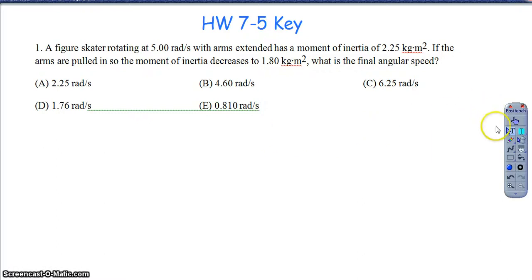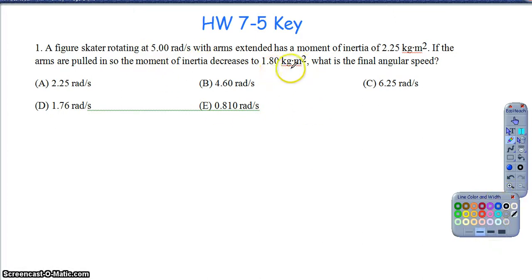Okay, so for the first part of homework 7-5 here, we'll start with question 1, and hopefully question 1's not too bad to get through, but it's definitely a conservation of momentum problem, right? So we've got a figure skater with the initial velocity, initial moment of inertia. As the arms are pulled in, the moment of inertia should decrease, and make sure you're comfortable with why that is, right? As the skater pulls her arms in or his arms in, the mass becomes more concentrated towards the center, and that's why that moment of inertia is going down.